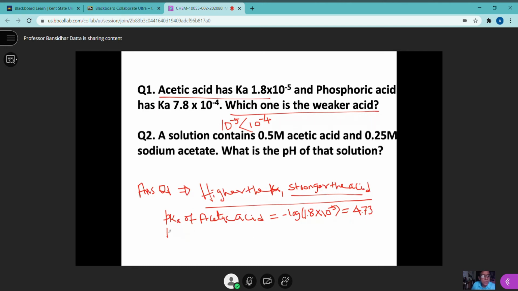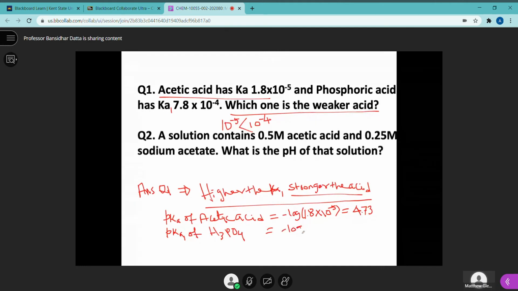Now, pKa of phosphoric acid. Tell me, pKa of phosphoric acid. It should say pK1. Phosphoric acid has 3 of them, but that's okay. It's a pK1 because it has 3 protons. It will dissociate 3 times. pK1 equals, who can tell me?